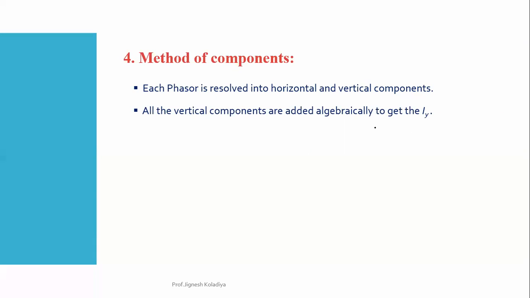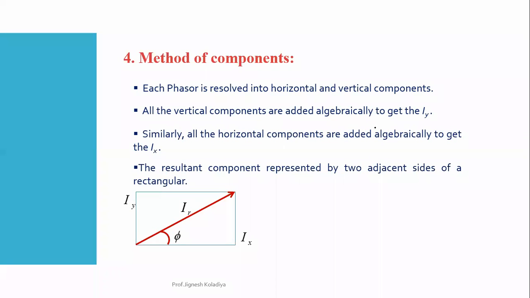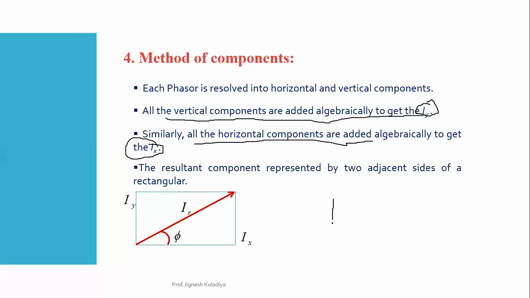Then you have to add all x components together and all y components together. All the vertical components are added algebraically to get the resultant Iy. Similarly, all horizontal components are added together in order to get the resultant Ix. Got it? Then the resultant component is represented by two adjacent sides of a rectangle like this, because I have the resultant vertical component as well as the resultant horizontal component.